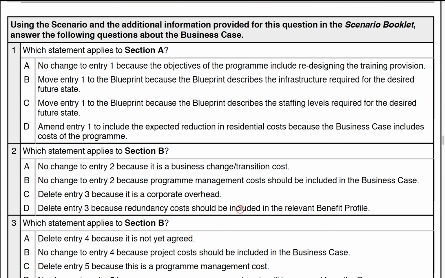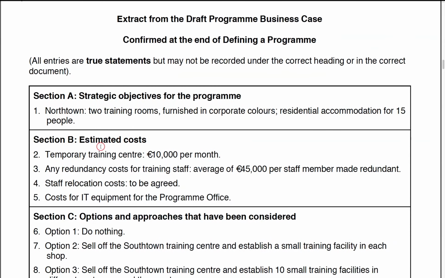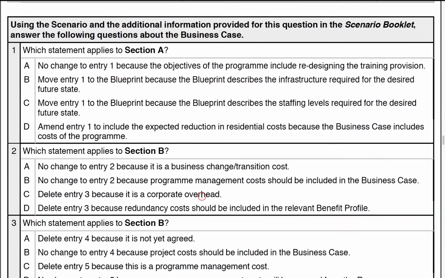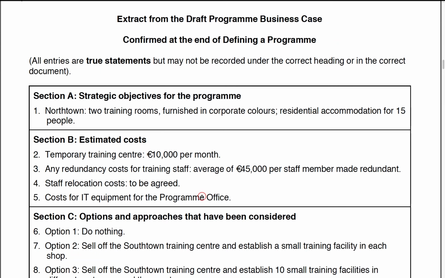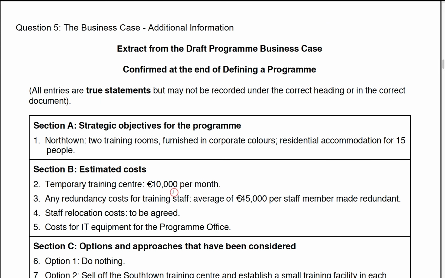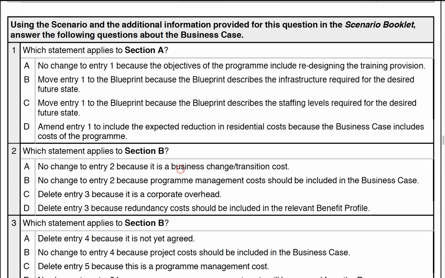So redundancy costs are part of the business cost, like number 2 we saw here, training center costs. These are part of running the system, right? And the cost of the IT equipment, that's not included. We're not even asked to look at that one, so forget about that one, right? So the answer there is A. In this case, A for no change because the business transformational costs should be included, which is true.